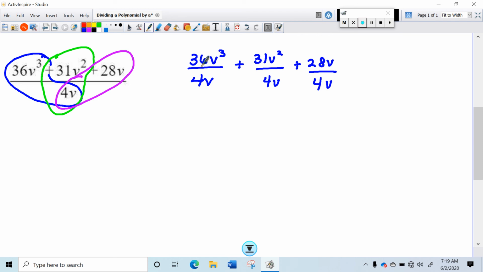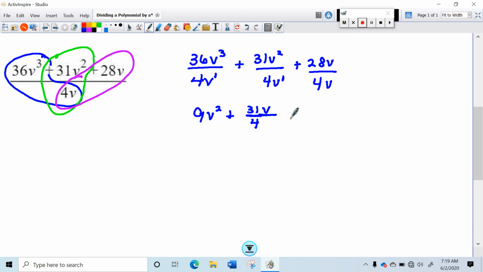Okay, for the first term, 36 divided by 4 is 9. For my v's, I've got 3 take away 1 is 2, plus. Okay, this next one, 31 over 4, that doesn't divide evenly, and there's nothing in common that you can simplify those by, so you've got to leave it as a fraction. It's already simplified. Now for my v's, 2 take away 1 is 1. And see how the 2 is the largest exponent? That means your v needs to be on the top. So wherever the largest exponent is, if it's on the top, you put it on the top. If it's on the bottom, you put it on the bottom. So I'm going to write that middle term like this.